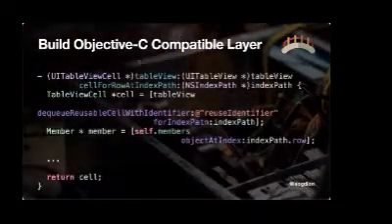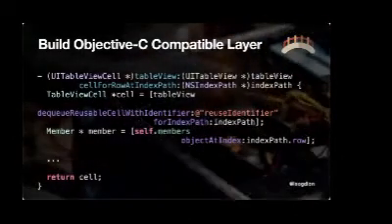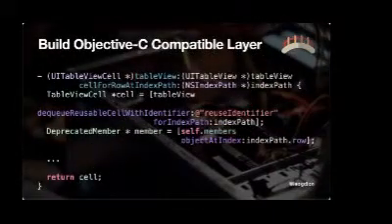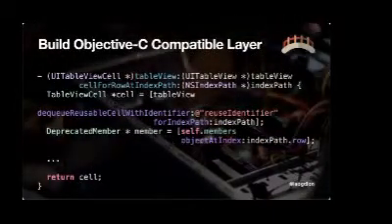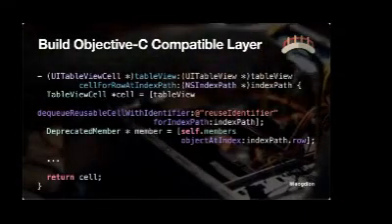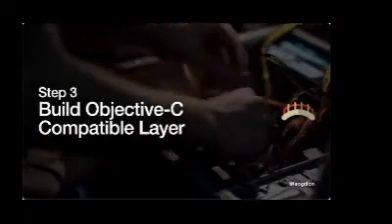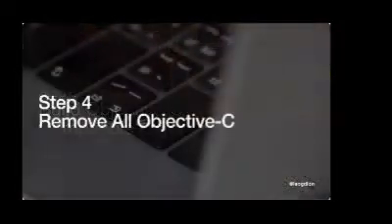So we have our deprecated member, call it whatever you want. That is basically that bridge, and then you're just going to go ahead and use your new type, and it's going to be seamless because it'll act just like your old Objective-C type did before. So that's building the Objective-C compatibility layer.